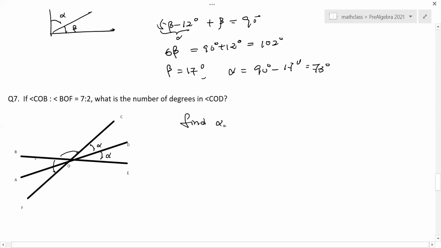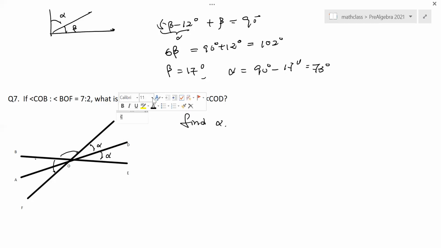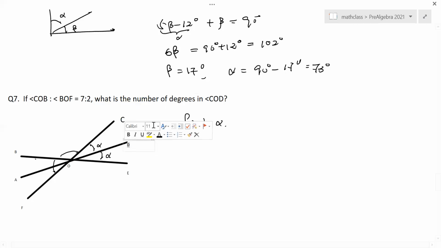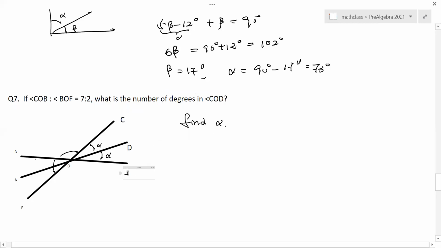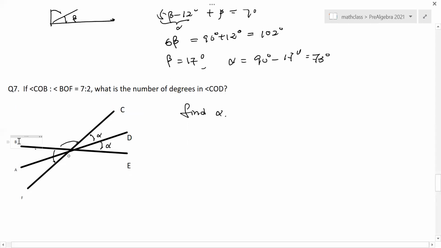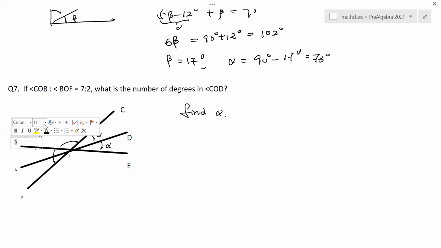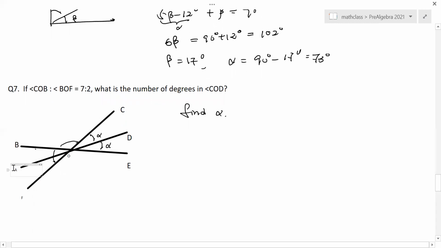I'm going to enlarge the angle, it's too small. Okay, you can try to work on this right now. I'll give you 1 minute to think about it. If you're able to figure it out, let me know.